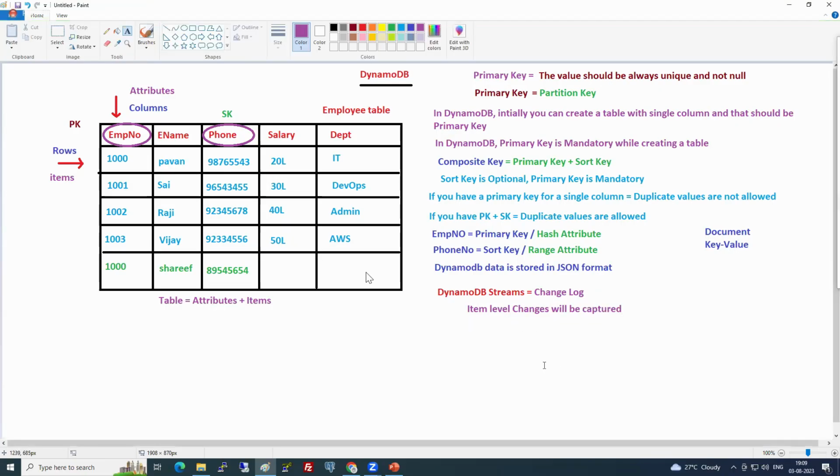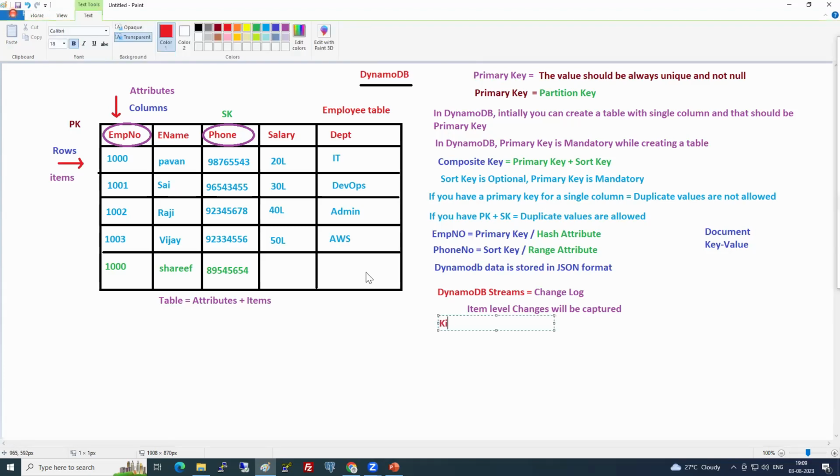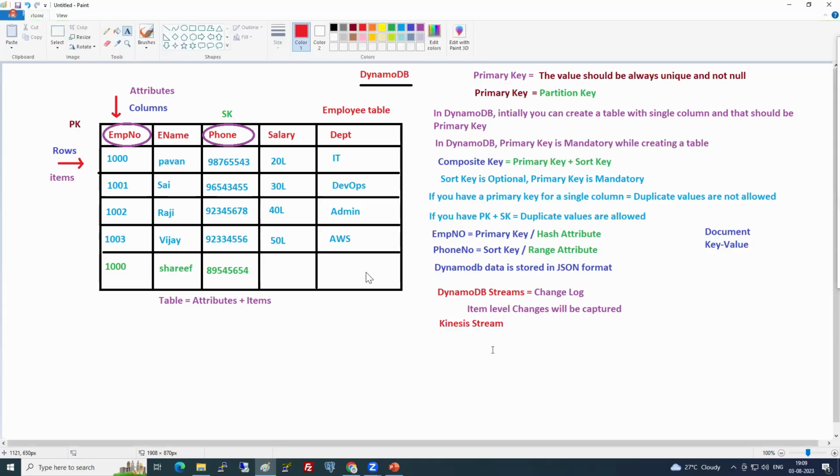So if you modify or delete anything, where does it go and sit? In DynamoDB Streams, it will go and sit. You can use DynamoDB Streams, and there is another service called Kinesis Streams. Kinesis is a separate service for data streaming and video streaming. We are not covering that because it is related to video streaming, like media, live TV. If you want to stream your data and video, then you go for Kinesis Streams.